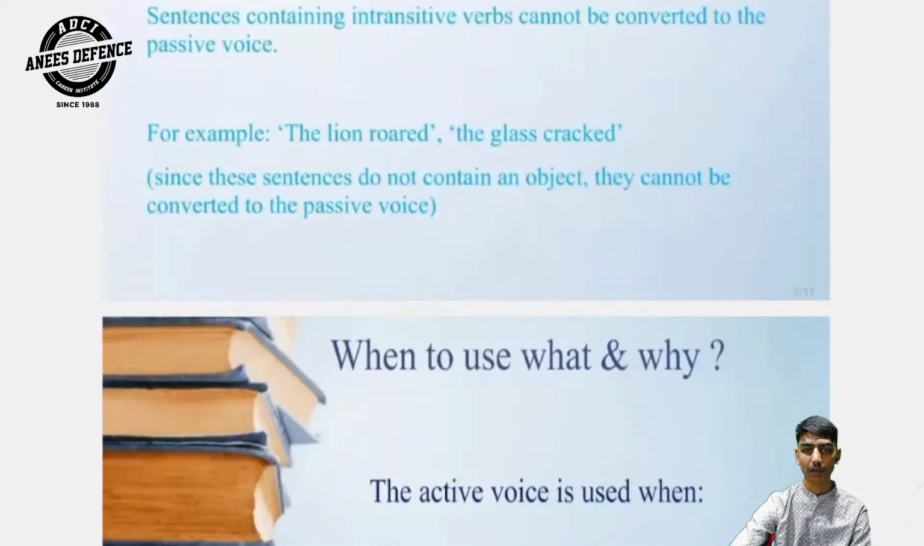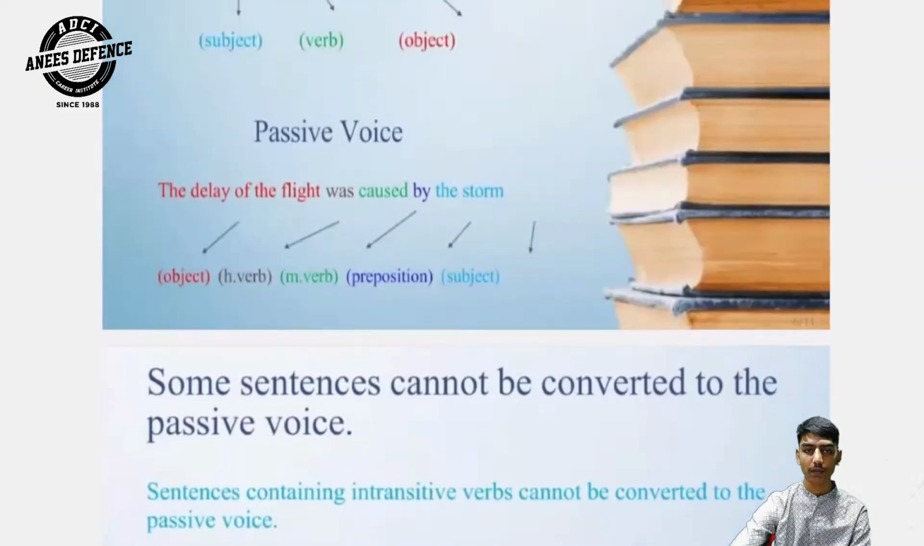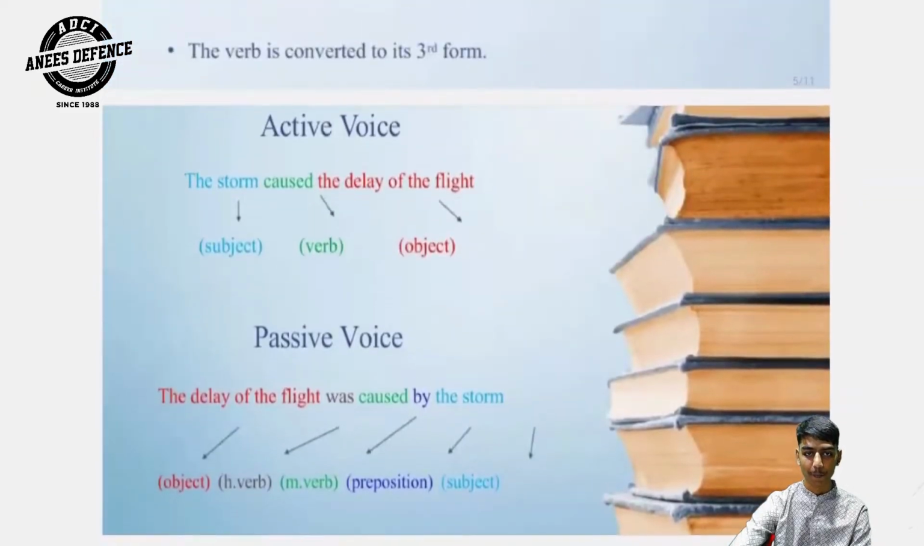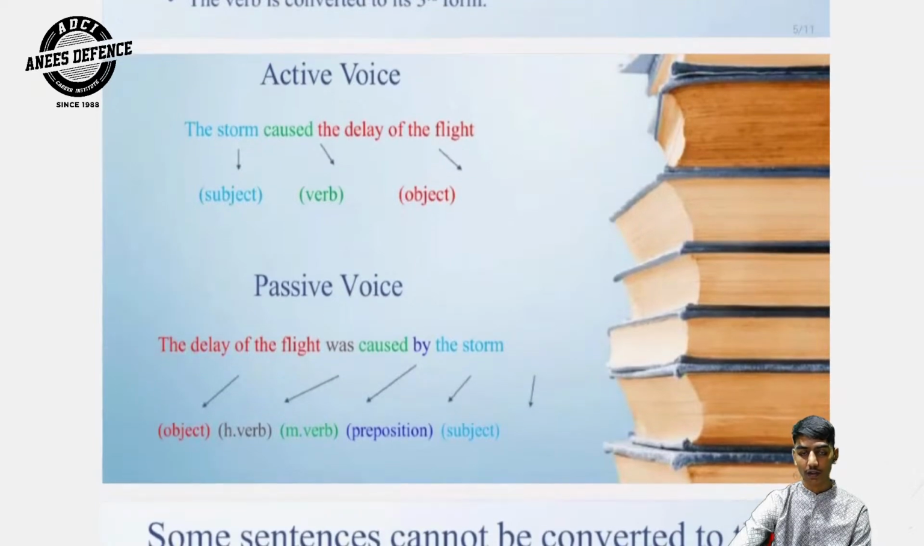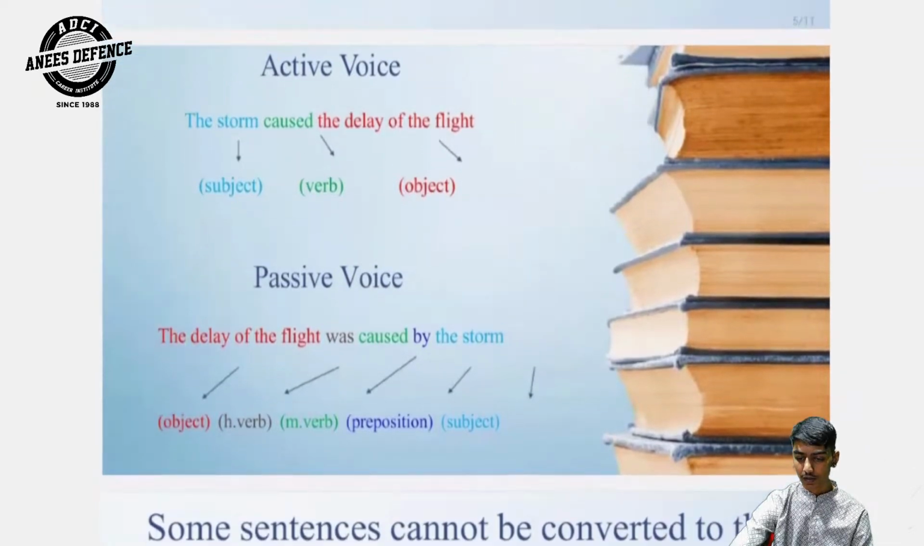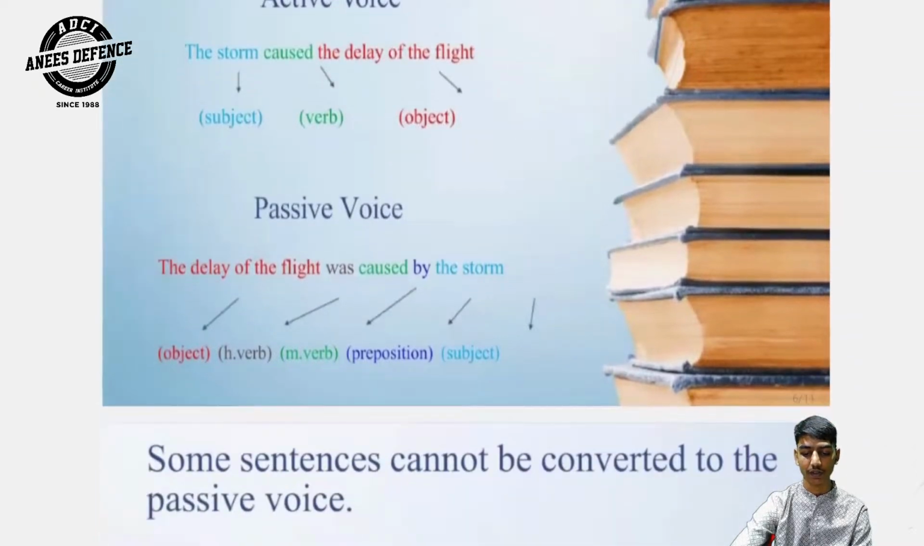Next, we have another example. Active voice: The storm caused the delay of the flight. Here, the storm is the subject, caused is the verb, the delay of the flight is the object. Now, in passive voice: The delay of the flight was caused by the storm. Here, the delay of the flight is the object, caused is the main verb, by is the preposition we add, and the storm is the subject. As you can see, this is how sentences are changed from active to passive voice.